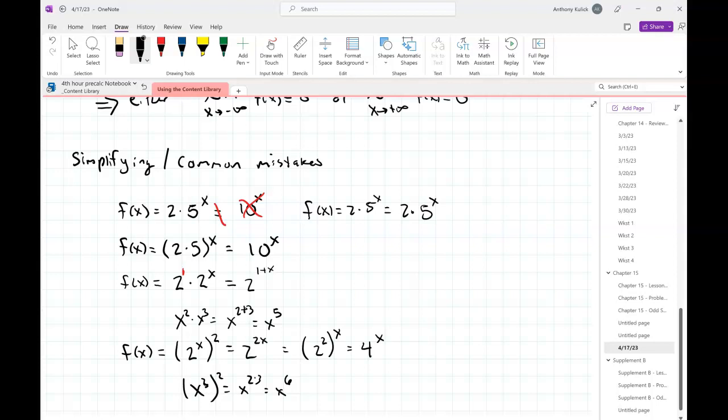because 2 times x is commutative. I could think about that as squaring first and then doing the exponent of x, or doing the exponent of x and then squaring second. It doesn't really matter. Either of those would be appropriate ways to write that.